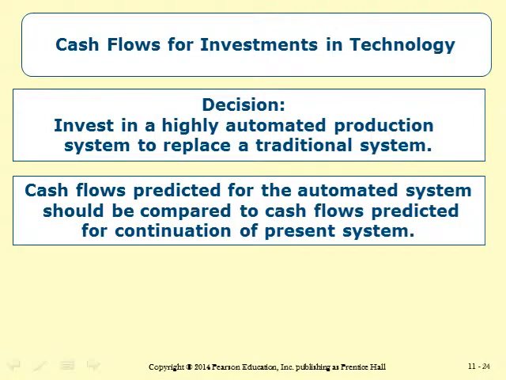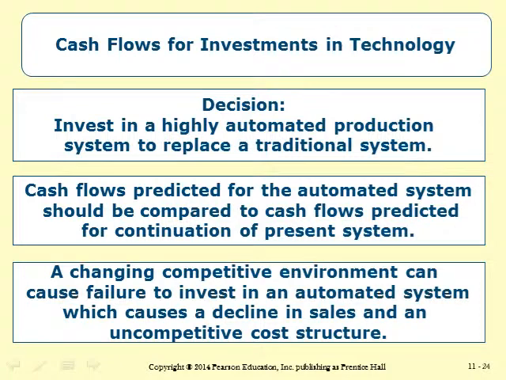And so many capital budgeting decisions compare a potential investment with doing nothing. One such decision is investment in a highly automated production system to replace a traditional system. Cash flows predicted for the automated system should be compared with those predicted for continuation of the present system into the future.